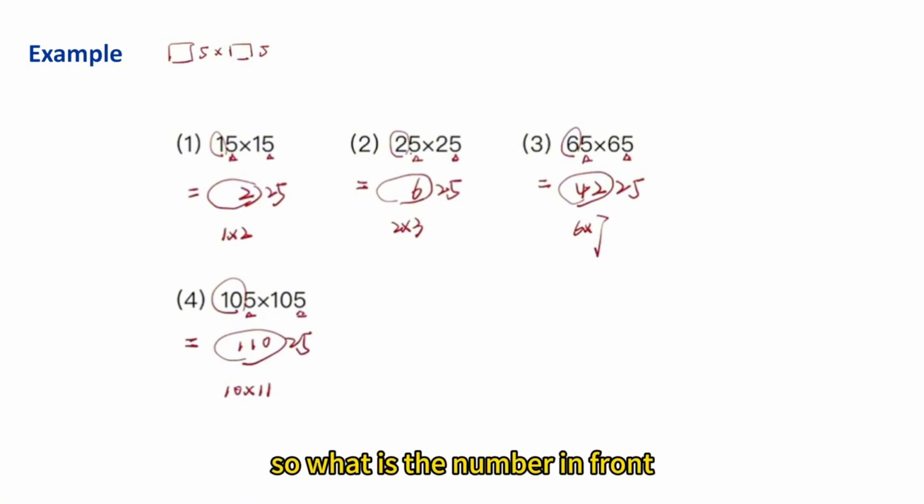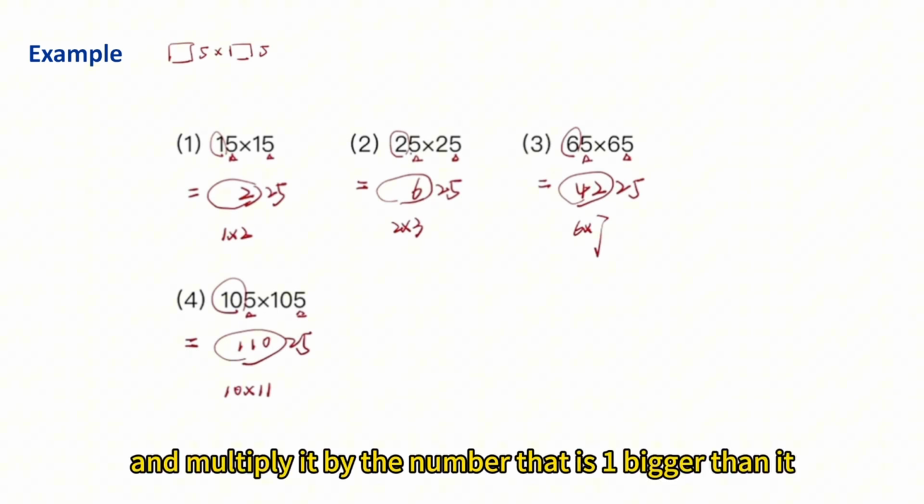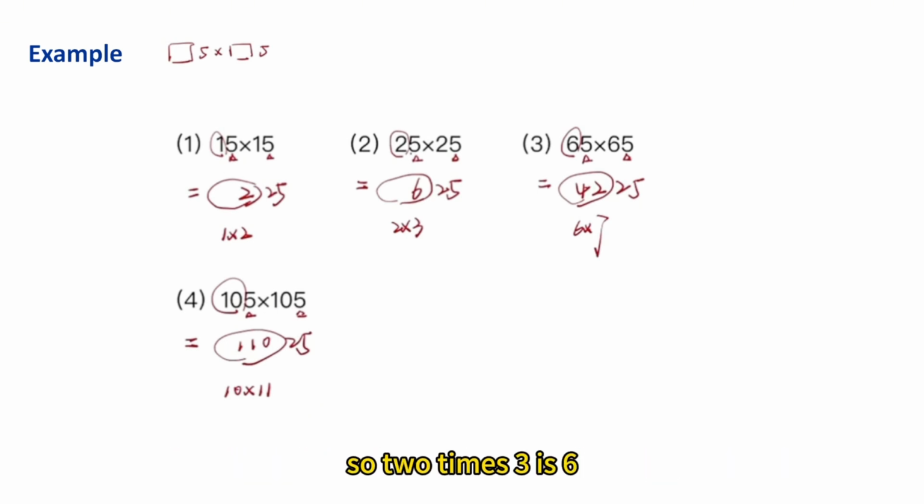So what is the number in front? It's the 2 in front of the 5. The number before the 5 is a 2. So you take 2 and multiply it by the number that is 1 bigger than it. So 2 times 3 is 6. The answer is 625. Okay.